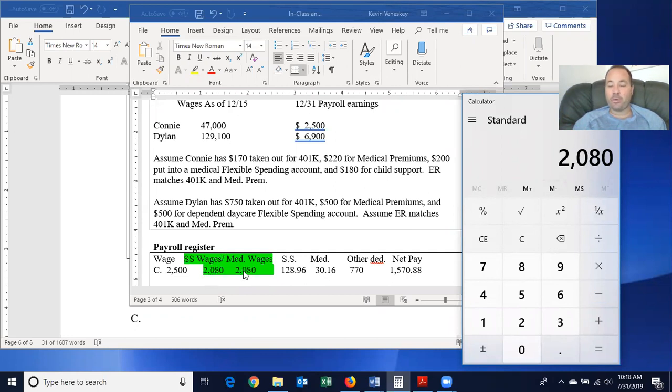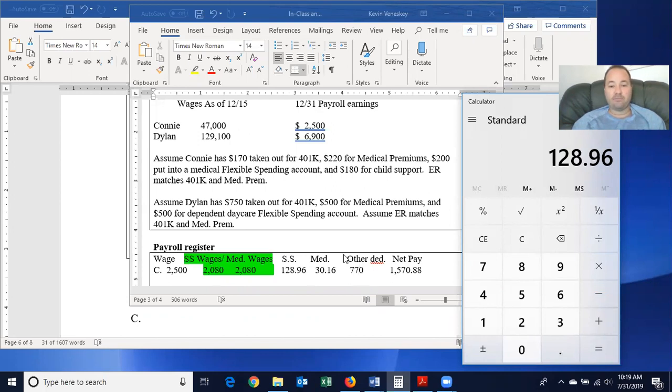And then since the cap wasn't hit by any stretch, or there was no cap for Social Security, we're not even close to it, Medicare is going to be the same as Social Security. So I'm going to simply take the 2,080 now times 0.062, and that is my Social Security. And then for the Medicare, I'm going to do the Medicare amount.